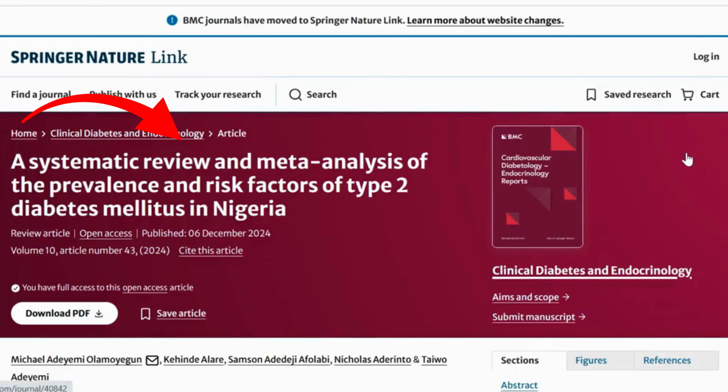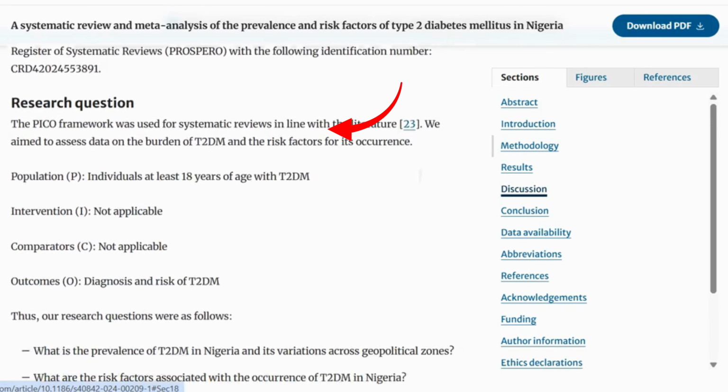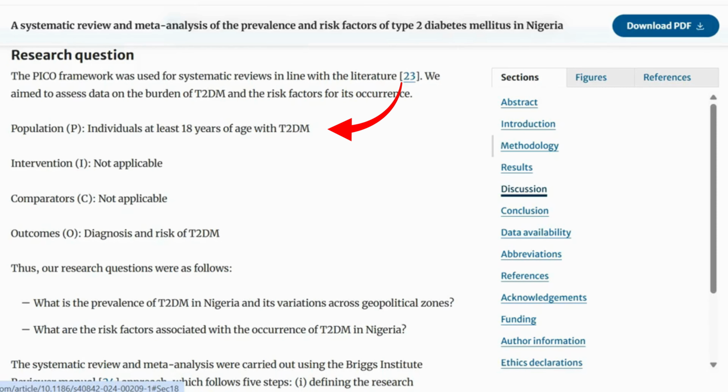This article on a systematic review and meta-analysis of the prevalence and risk factors of type 2 diabetes mellitus in Nigeria also used a PICO framework. Population: adults aged 18 or older with type 2 diabetes; intervention and comparison: not applicable. They were studying prevalence, outcome, diagnosis and risk factors of type 2 diabetes mellitus. Their research questions were: 1. What is the prevalence of type 2 diabetes mellitus in Nigeria and how does it differ across regions? 2. What are the risk factors for developing type 2 diabetes mellitus in Nigeria?